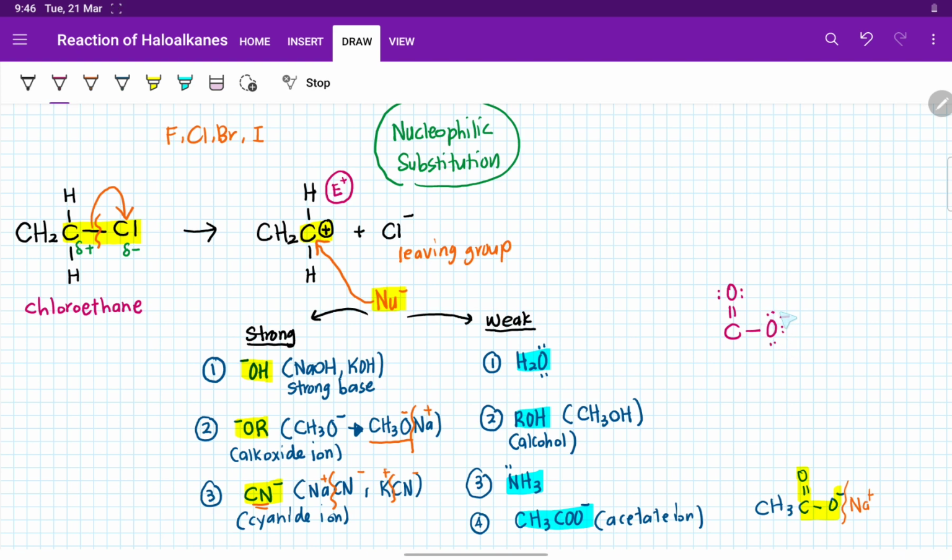menjadikan oxygen elektron yang ada dekat sini, lone pair kat sini, tak senang untuk dikongsi, tak senang untuk di-share. Okay, that's why bila susah untuk share, dia akan jadi weak nucleophile. Okay, jadi itu je lah. Okay, cara macam mana awak nak hafal which one is your strong nucleophile, which one is your weak nucleophile. Okay, now, so let's proceed to the chemical reaction of haloalkane.